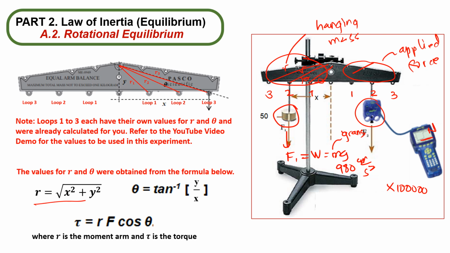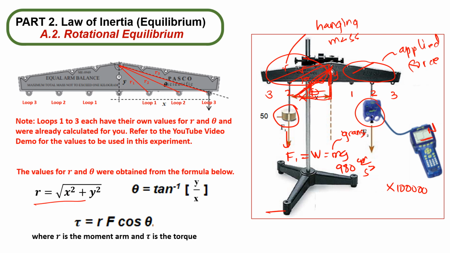To compute for the lever arm, or the distance from the applied force to the point of rotation, that is equal to the square root of x squared plus y squared. The x here is actually the distance, this one. Assuming this is loop 1, this is x, and this is the value of y. So you have the x, you have the y, you can compute here the r. Again, this is a right triangle, meaning we can use the Pythagorean theorem. And for the angle we can use tangent theta. So the angle is equal to the arctangent of y over x.